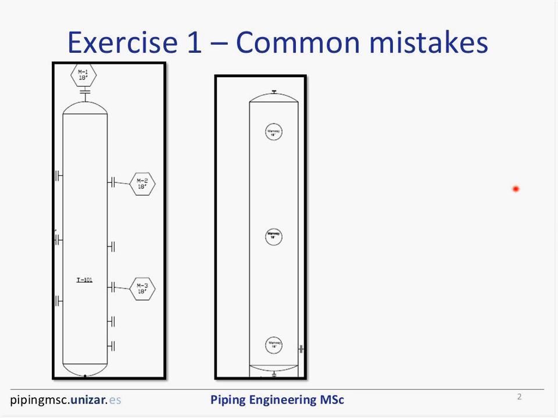I found in the submissions. The first one is we are going to begin with the equipment internals. In this picture, we can see the representation of 2 towers or columns. So I would like to know if anyone can tell me what do you think is missing in these 2 representations.